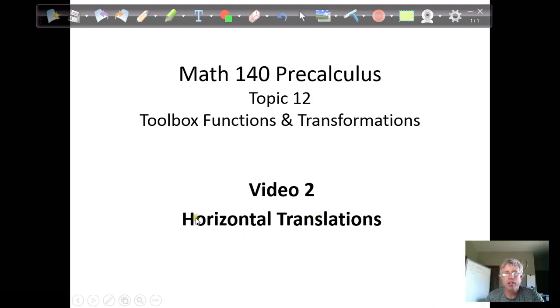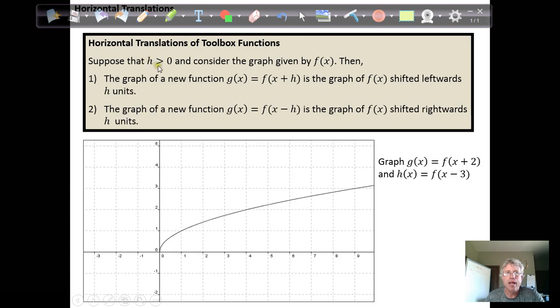So in this video we're going to be looking at horizontal translations of the toolbox functions that we talked about in video 1. The basic idea is that if we have a real number h that's greater than 0, and a graph f of x that is the graph of one of the toolbox functions, then if we make a new function g of x equal to f of x plus h, to graph g of x we just take the graph of f of x and shift it h units to the left if h is being added to x.